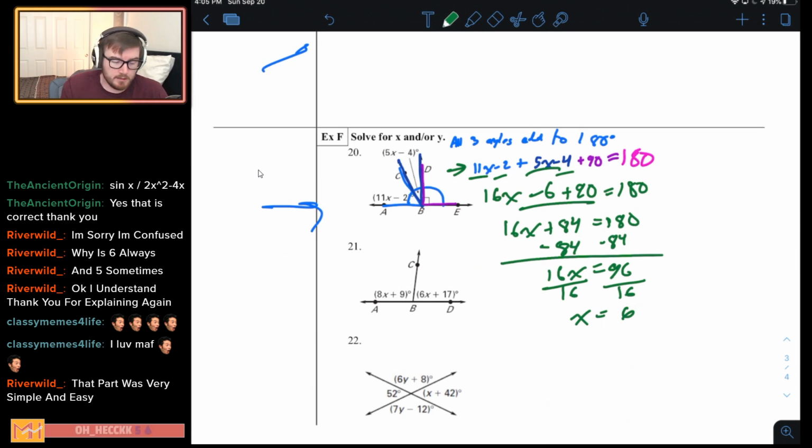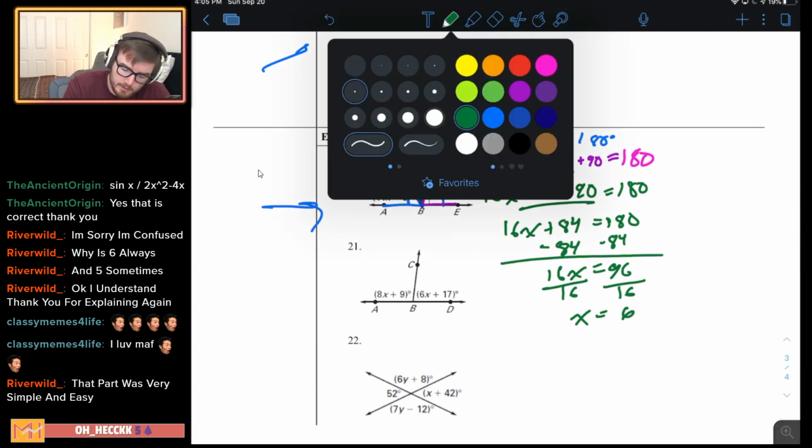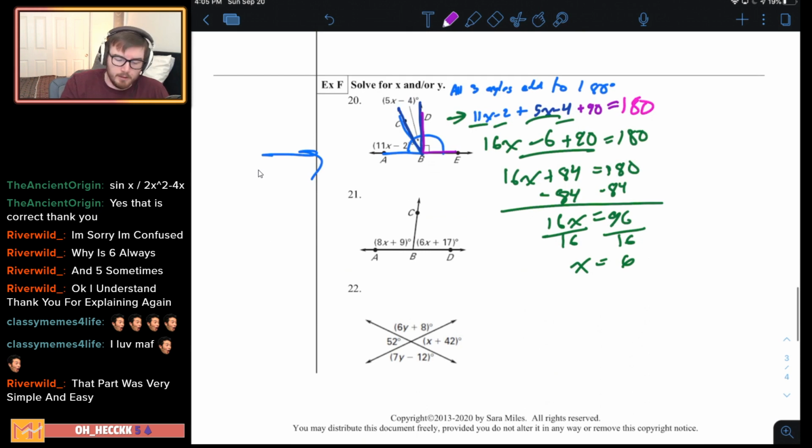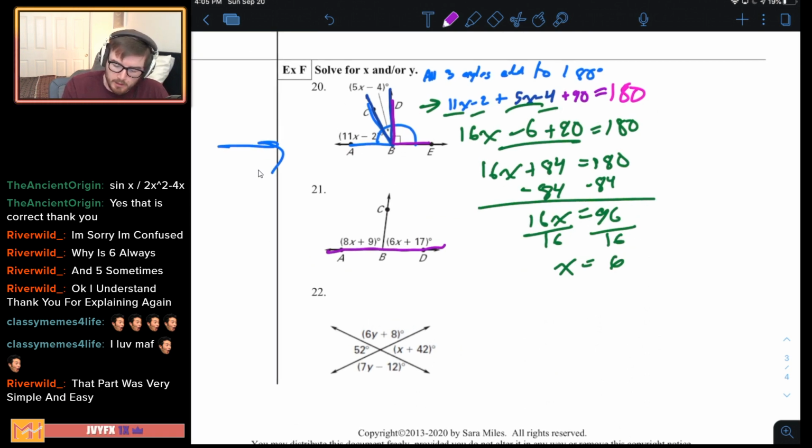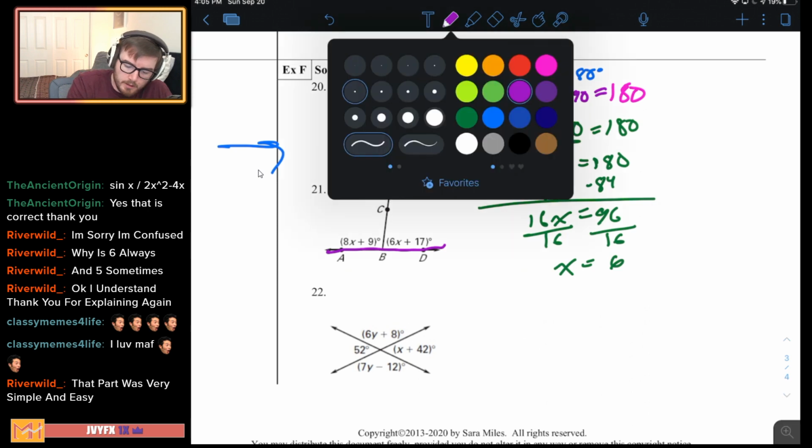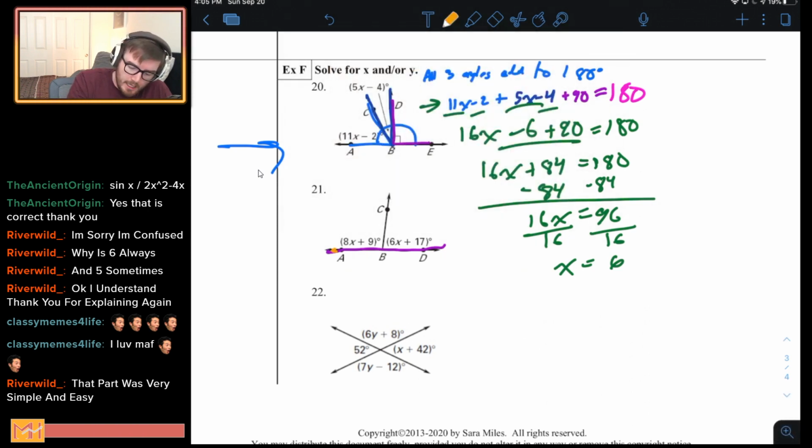So x equals 6. Perfect. Again, I look at this and I'm like, well, I have another straight line. I'm literally using the exact same logic to write this equation. So I'll do my color situation again. ABC plus CBD should equal 180.